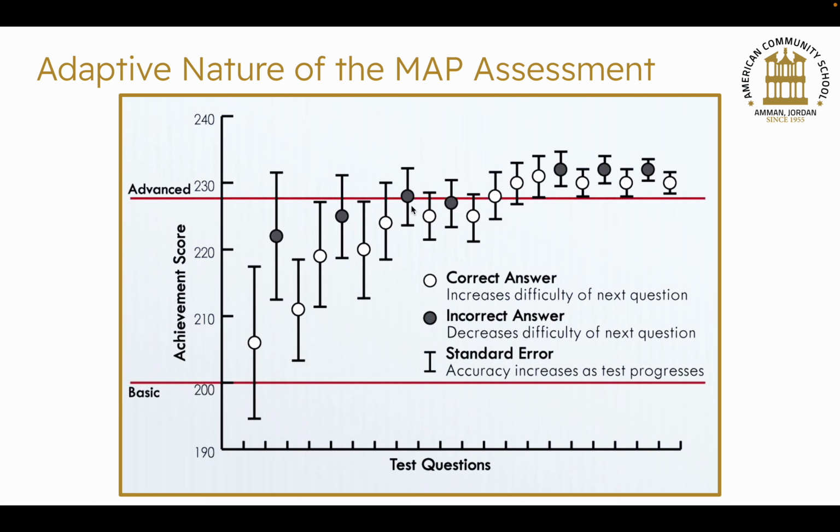And the test continues to give the students questions until they are getting the questions correct 50% of the time and incorrect 50% of the time. And this is how the test determines what the student's raw score is, or the RIT score. And so this adaptive nature allows for students to be seeing questions that are outside of their grade level band. It also means that every student has a unique experience whenever they take the assessment.